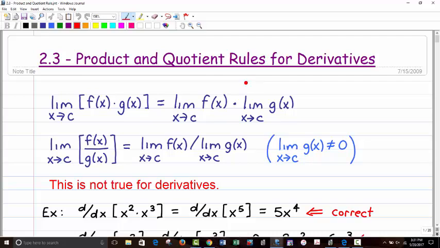Same rule applies for division. The limit of a quotient is essentially the quotient of the limits, with one obvious exception there is that the limit in the denominator cannot equal 0. Other than that, they're equivalent.